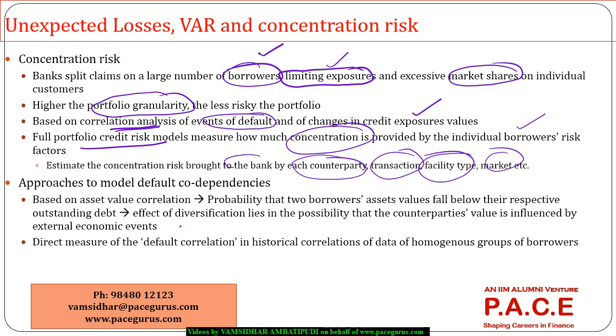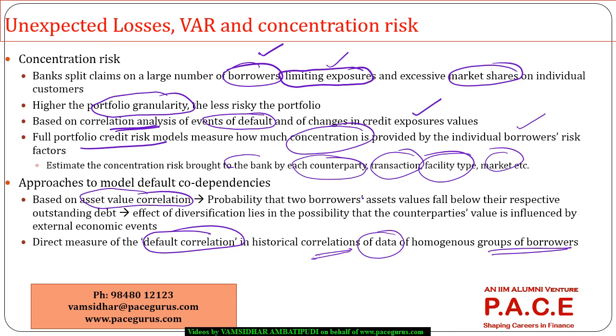And there are different ways. One, I can directly measure the default correlation by looking at the historical correlations of the data, trying to understand the homogeneous group of borrowers, and based on that try to understand what is the level of default correlation between the various groups. And there is another way, where I am going purely based on the asset value correlations.